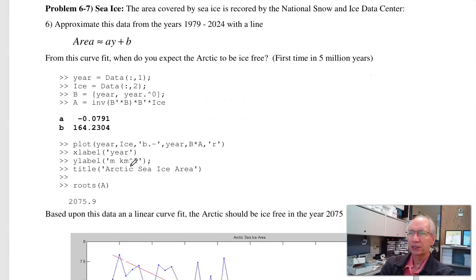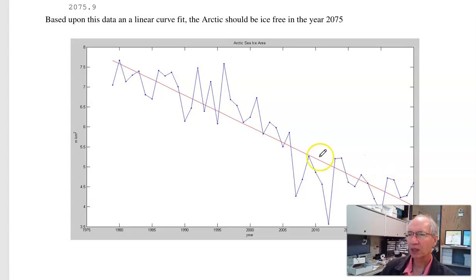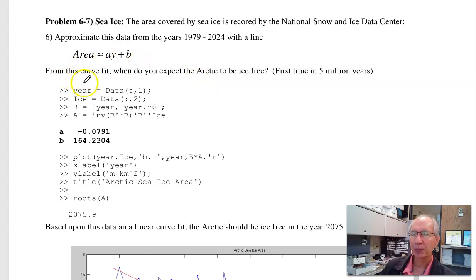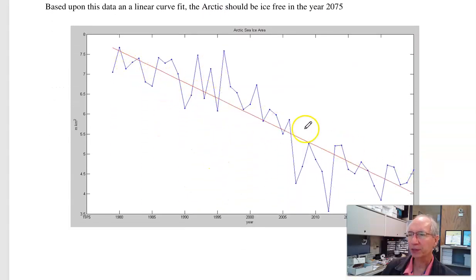The National Snow and Ice Data Center has been keeping track of how much ice is covering the Arctic since 1979. The blue curve is the minimum on a year-by-year basis. Given that data, come up with a linear curve fit. Same procedure: pull in the data from the web. First column is year, second column is the ice level, the minimum. Your basis is year and 1. Do a least squares curve fit, and there's A and B. Plot the two together, year versus the data in blue, year versus the curve fit in red, and there's my linear curve fit.